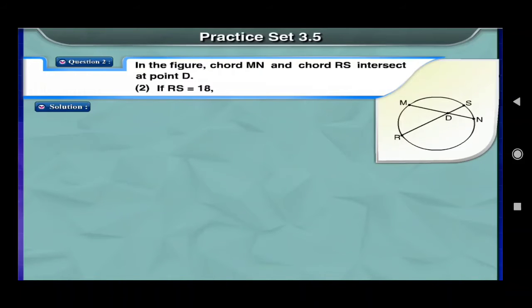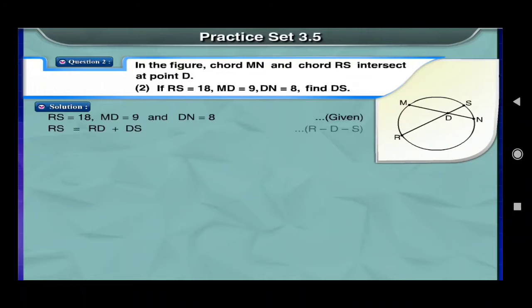2. If RS is equal to 18, MD is equal to 9, DN is equal to 8, find DS. Here, RS is given to be 18, MD is equal to 9, and DN is equal to 8. We have to find DS. RS is equal to RD plus DS since R-D-S. Let DS be equal to x. Therefore, 18 is equal to RD plus x. Therefore, RD is equal to 18 minus x.